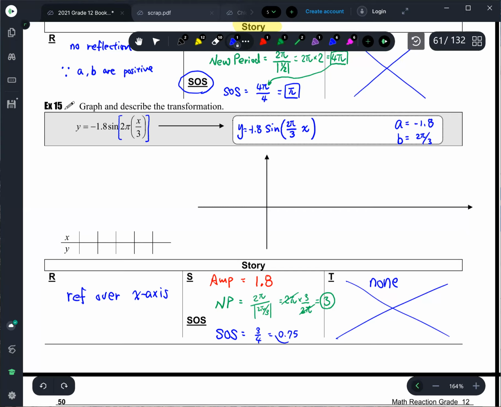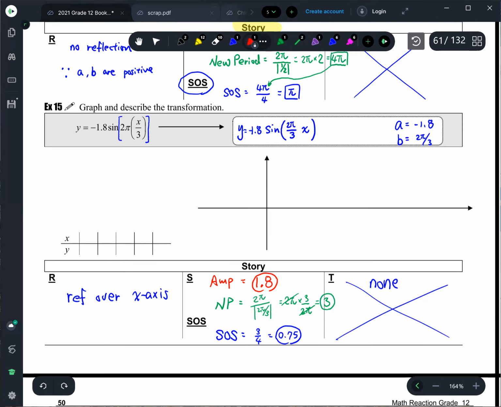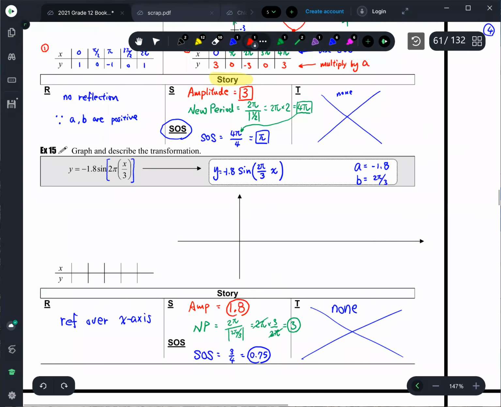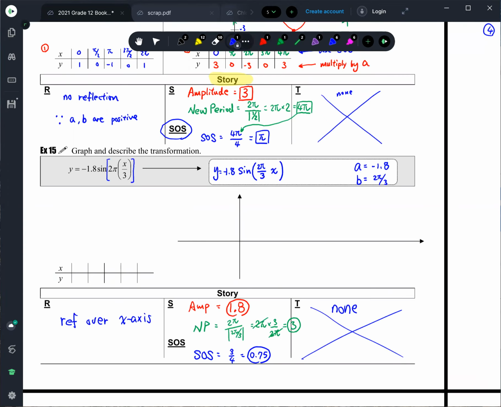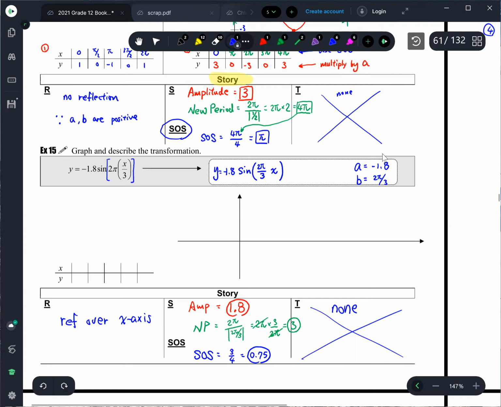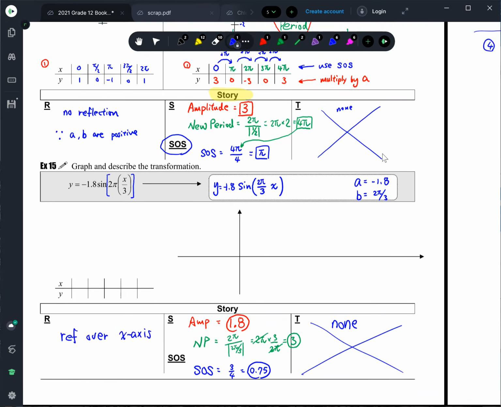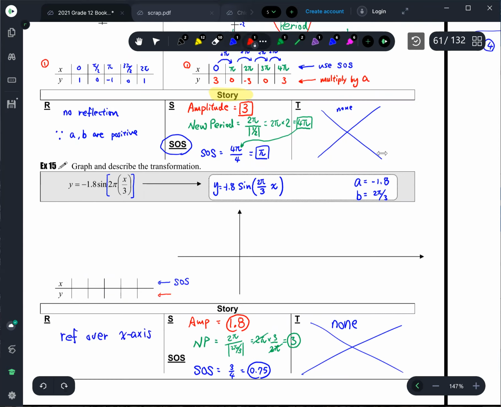Okay, so those are our main values to use for our table. Now follow the example that we did before. Please find the table, okay? Please get the 5 points and raise your hand. For the X, you use the size of space. For the Y, you need to multiply by your A.